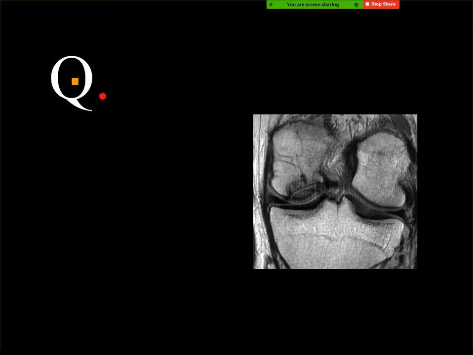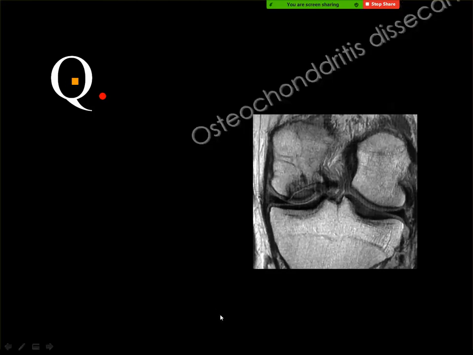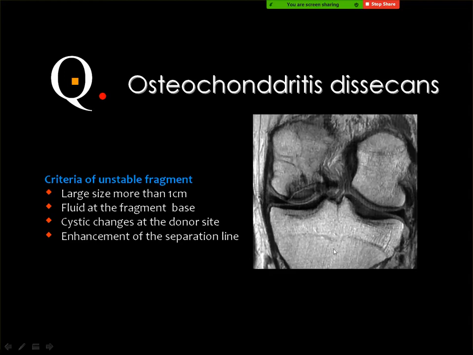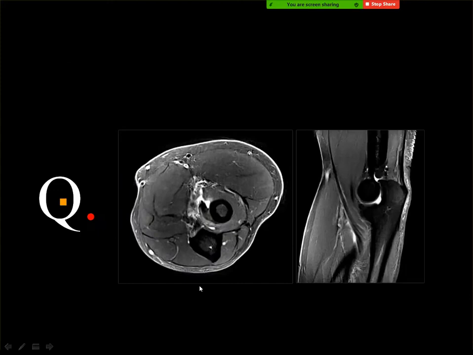Okay, thank you. Osteochondritis dissecans. Yes, very good. And this is osteochondritis dissecans of the medial femoral condyle. This is the medial femoral condyle because of the posterior cruciate ligament, and these are the signs of unstable fragment.